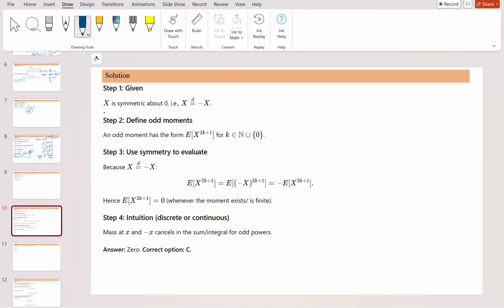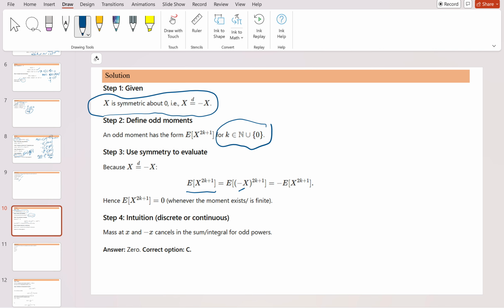Okay, so X is symmetric about zero, so X has the same distribution as minus X. An odd moment is the expectation of X to the power 2k plus 1, because the even is 2k and the odd is 2k plus 1, for k belonging to the natural numbers, which include 0 as well. By symmetry, the expectation of X to the power 2k plus 1 equals the expectation of (minus X) to the power 2k plus 1. Simplify that: because it is a constant, you can take out minus 1 to the power 2k plus 1, which is simply minus the expectation of X to the power 2k plus 1.